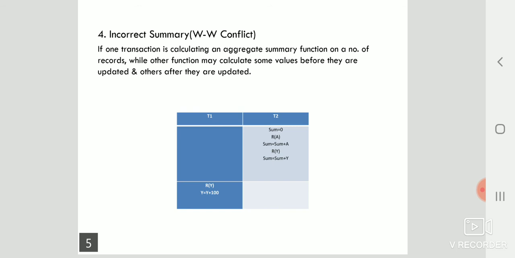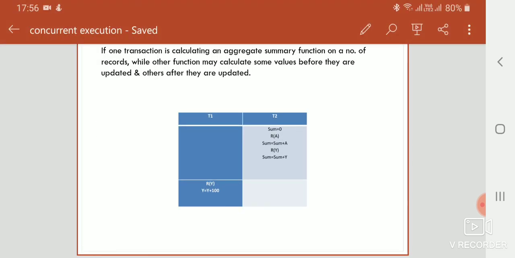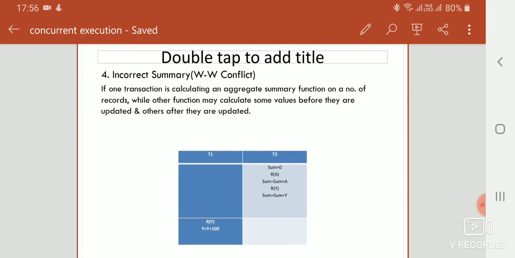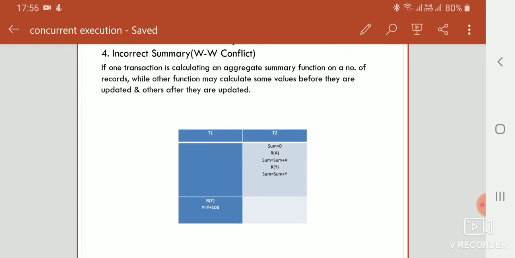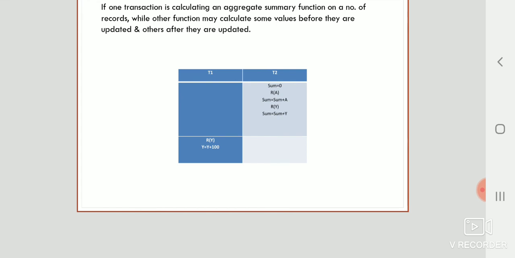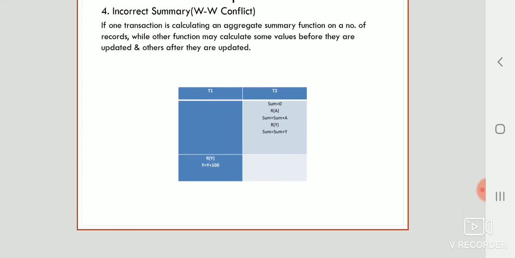In transaction T2 we set sum equal to 0 initially. Read of A, suppose A is 100, so sum equals 0 plus 100, giving 100. Read of Y, if Y is 200, then sum equals 100 plus 200, which gives 300. But we are not updating this sum anywhere. So we have an incorrect summary of information. Again read of Y, we read the Y value as 200, so 200 plus 100 gives 300, but nowhere do we update it. This type of example is called incorrect summary information.